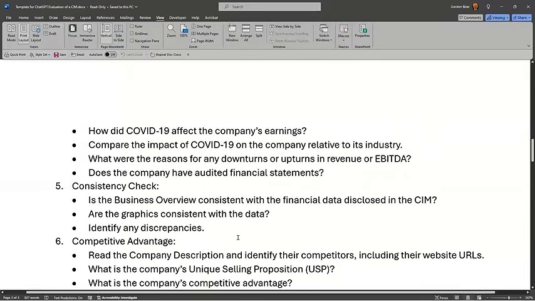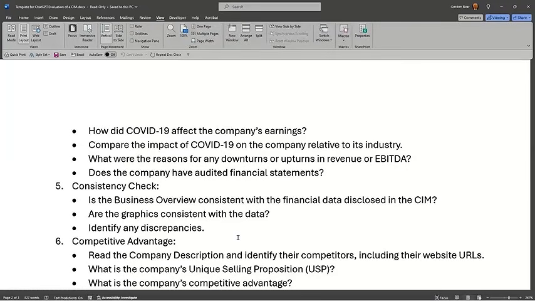Continuing on, how did COVID-19 affect the company's earnings? Compare the impact of COVID-19 on the company relative to the industry. The CIM is probably not going to have any industry information, but ChatGPT is happy to go online and check a whole bunch of statistical websites and find out what has happened in that industry. And if the company did poorly going into and coming out of COVID, but the industry didn't do that badly in COVID, and now it's doing very well, that's telling you a little bit about how this company is managed and operating. You want to know that.